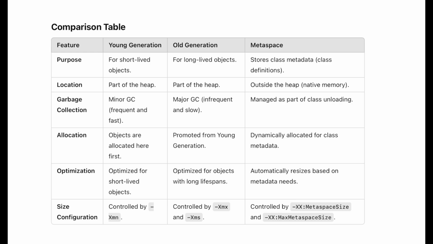Now the young generation's purpose is to store short-lived objects. Old generation is for long-lived objects, and metaspace stores class metadata. Young generation and old generation are part of the heap, but metaspace is native memory, which is outside the heap. In young generation and old generation we have garbage collection. In young generation we have minor GC, which is a lot more frequent and fast, but in old generation we have major GC, which is infrequent and slow. But metaspace is managed as part of class unloading. So I hope the difference is clear now.